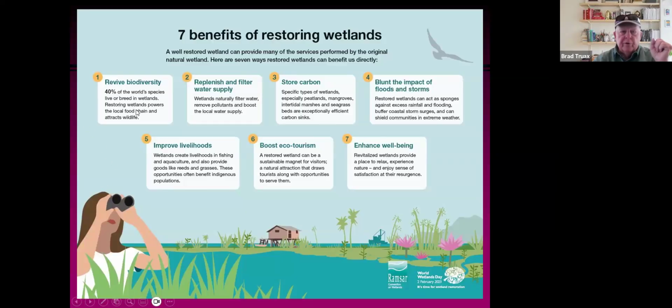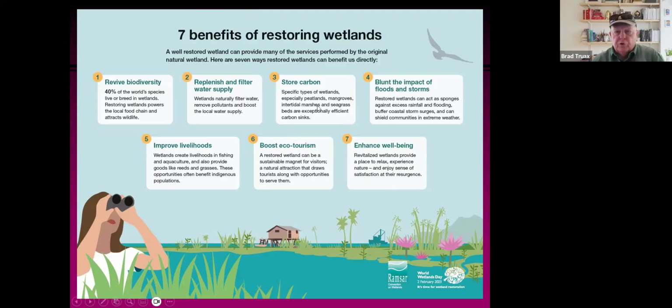Again, they improve the biodiversity of a region. Roughly 40% of all the species in the world live or breed in wetlands. So it's important that we don't destroy our wetlands and we restore them where possible. Wetlands also replenish and filter our water supply. Wetlands are very good at filtering water. And wetlands, for instance, those created by a beaver pond, the weight of the water will actually push water down into the aquifers, which are extremely important for the water supply that we use for drinking.